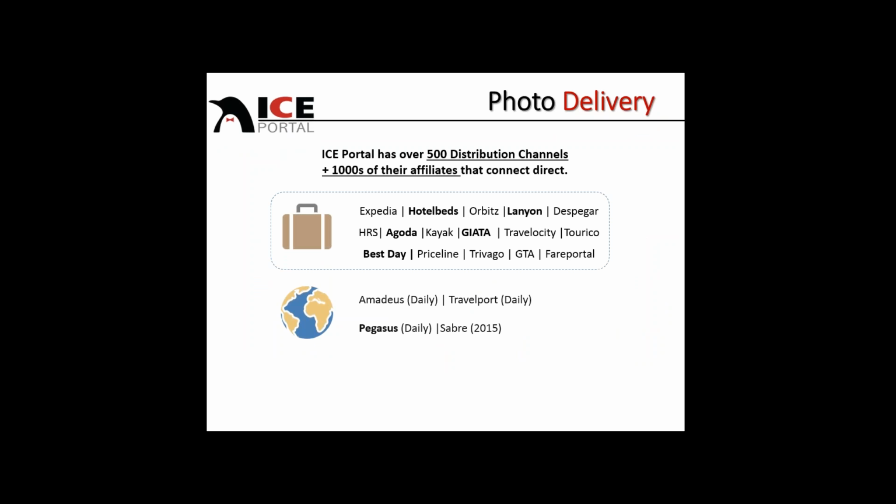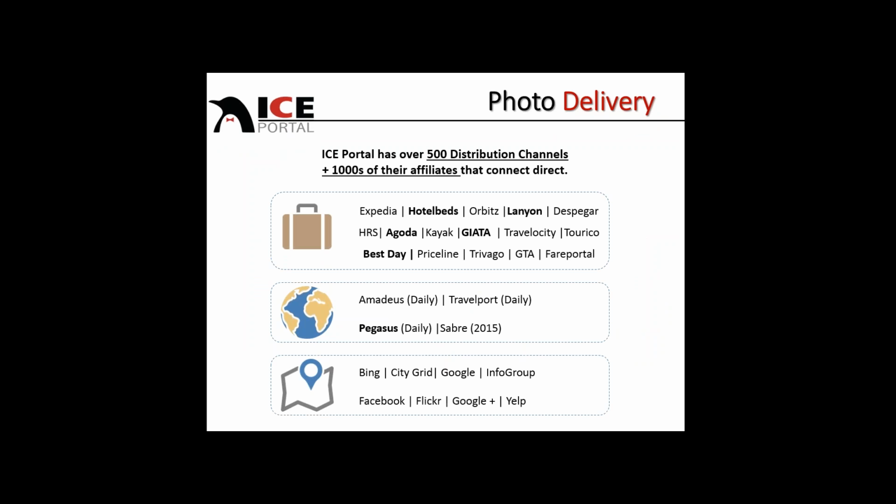So as I mentioned, we have over 500 distribution channels that we share your images to, and those distribution channels in turn feed downstream to literally thousands of online travel agencies and websites. So some of the major players you can see here, Expedia, Hotelbeds, very big in Europe, Orbitz, Lanyon, Agoda, which is huge in the Asian market, Giada, which is another key player in Europe, Best Day, which I believe is the largest online travel agency in South America.